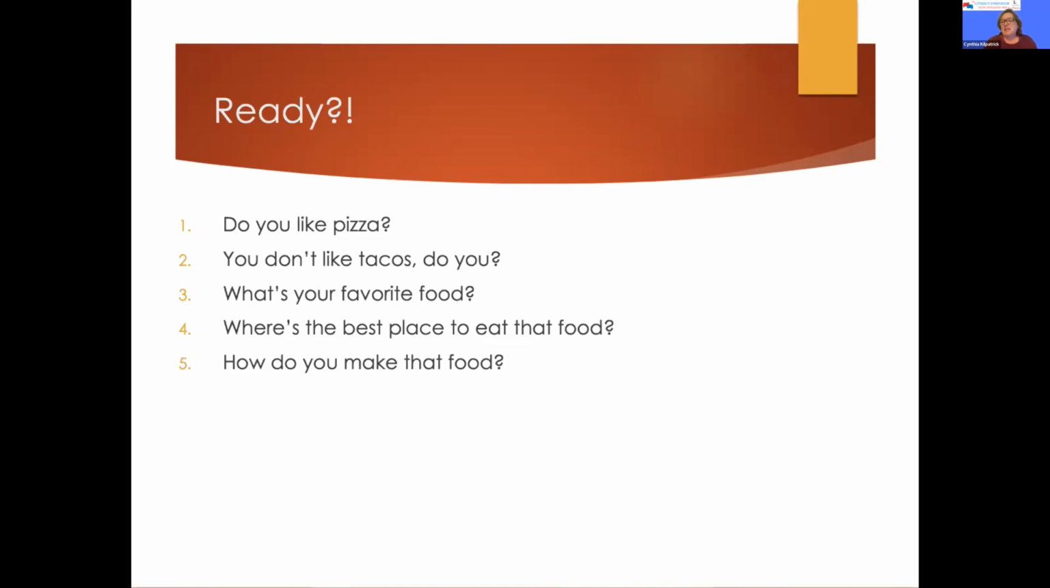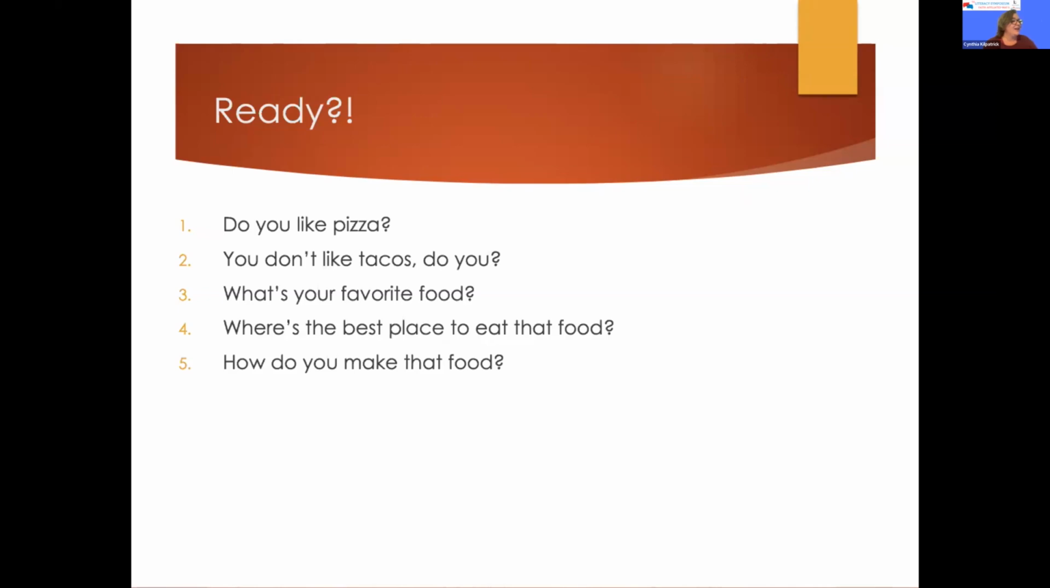As pretty fluent English speakers, this probably wasn't that difficult for us to answer in 30 seconds, right? So sometimes as teachers, we think, how long should it take me to do these activities? And we gauge that based on what we can do. And we forget that it takes our students a lot longer to do those things.